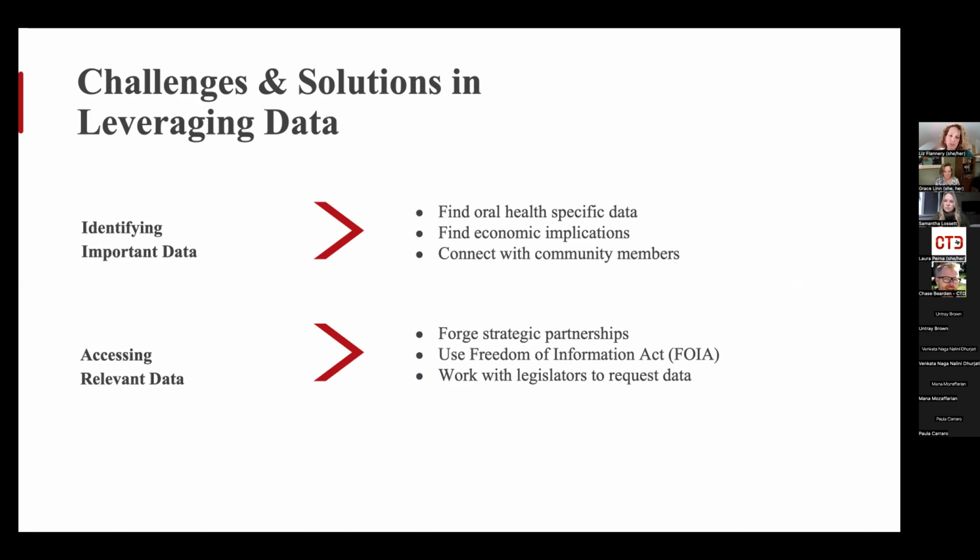So what are some strategies we can use for identifying the important data? Focusing on data that specifically relates to oral health and broader health outcomes from oral health care. Data that looks at barriers to access and economic implications of dental care and Medicaid is very important. Again, engaging with community members and stakeholders to determine the most pressing data needs and questions is incredibly important.